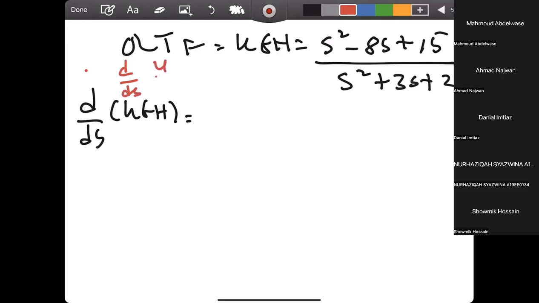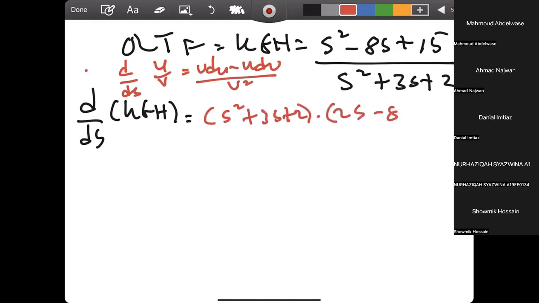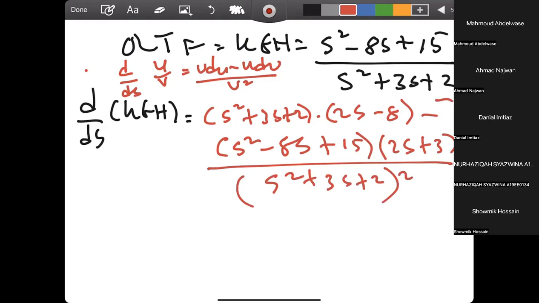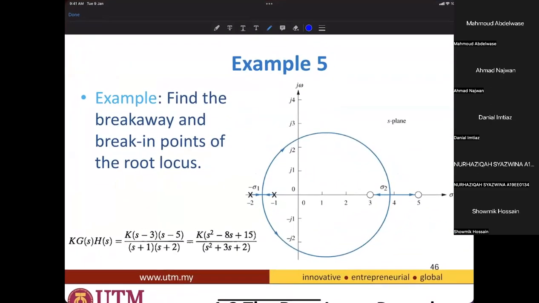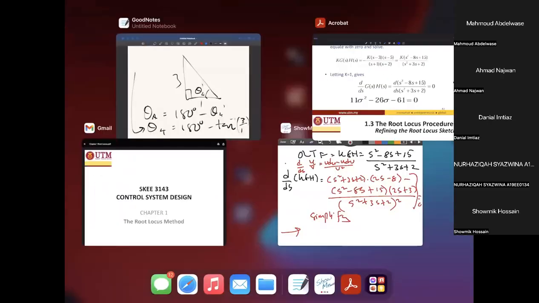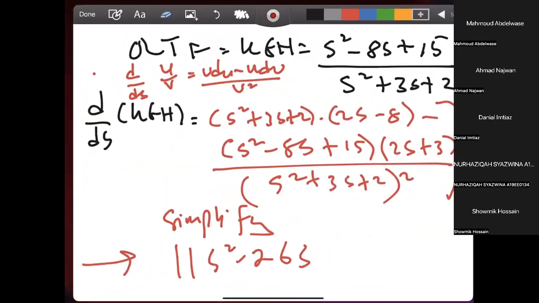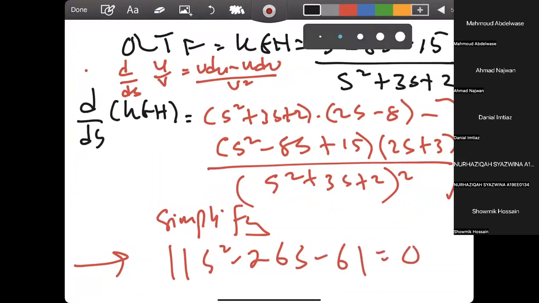Try. (2s minus 8) over (2s plus 3)... (s plus 2)(2s minus 8) minus (s square minus 8s plus 15)(2s plus 3), divided by (s square plus 3s plus 2) square. So all equal to 0. Okay, so you simplify, and you will get that.